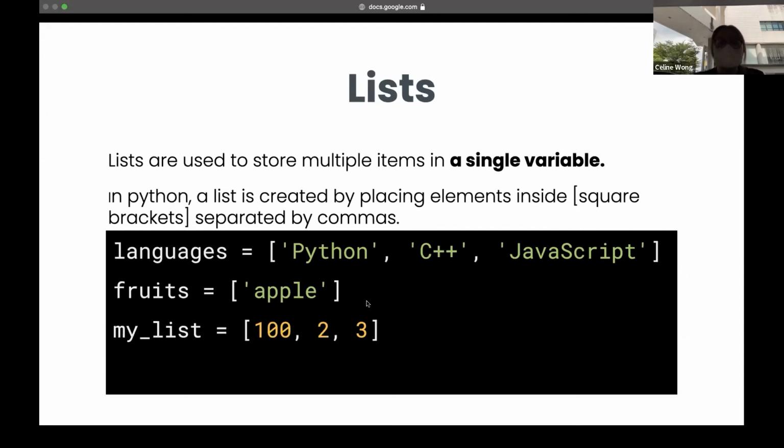So again, to recap, you create a list in Python with the square bracket operator, and you place whatever elements you want to store inside the square brackets, and you separate each and every element with commas.